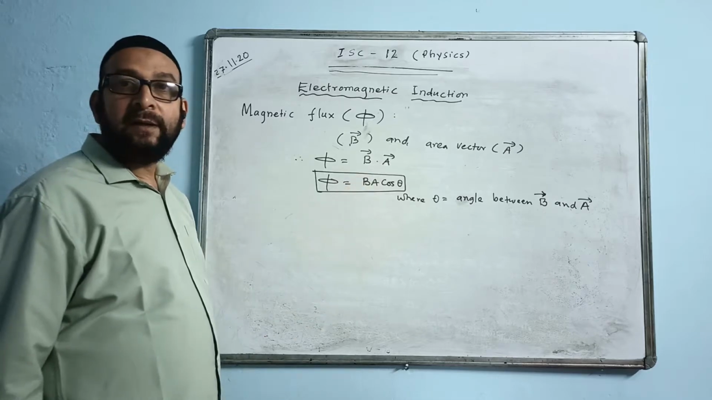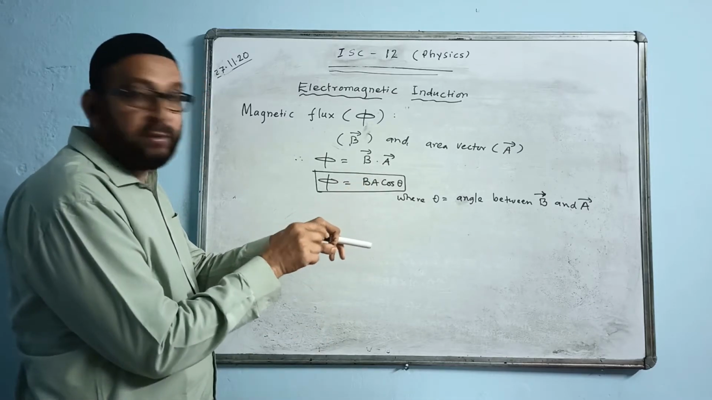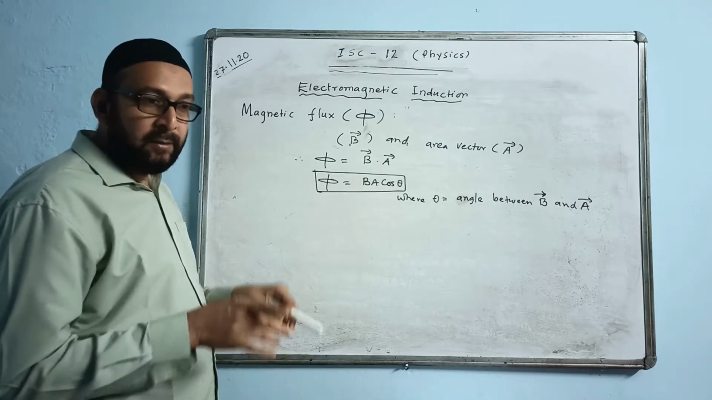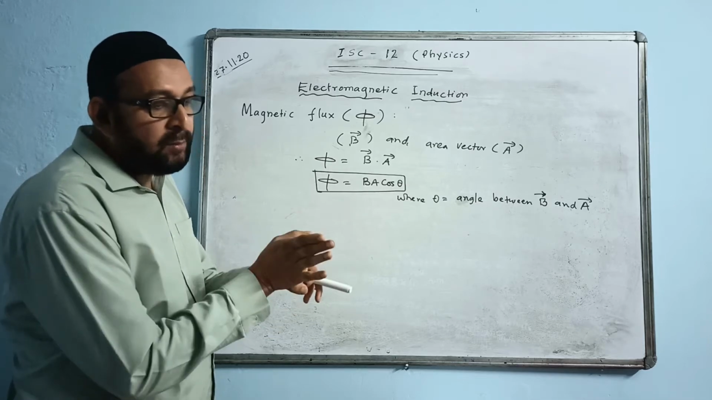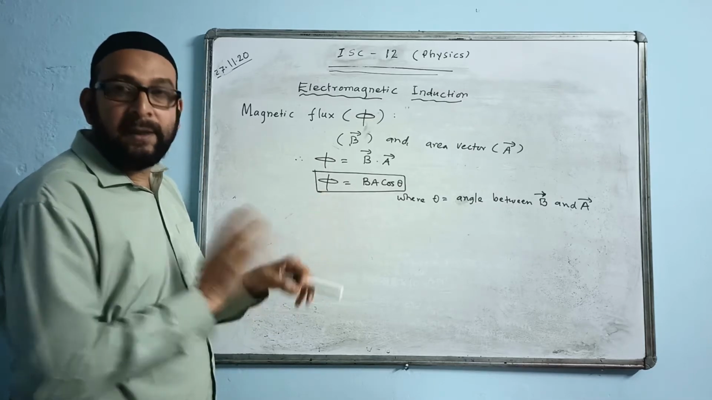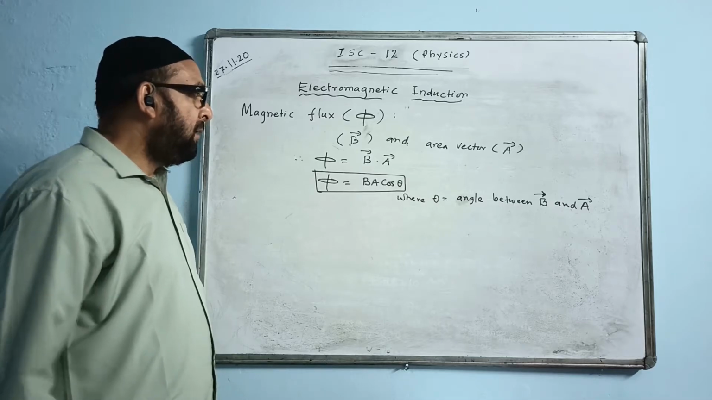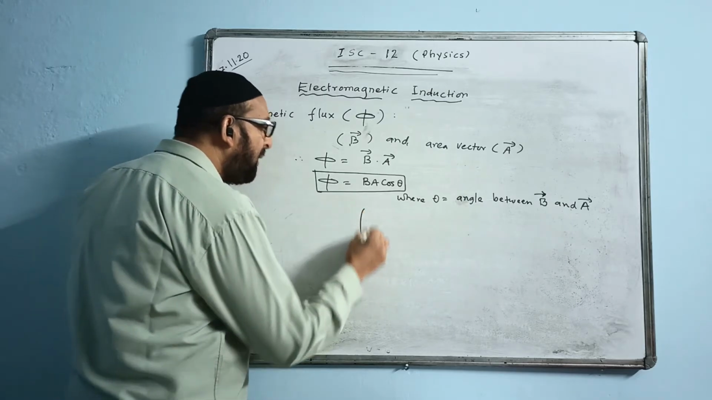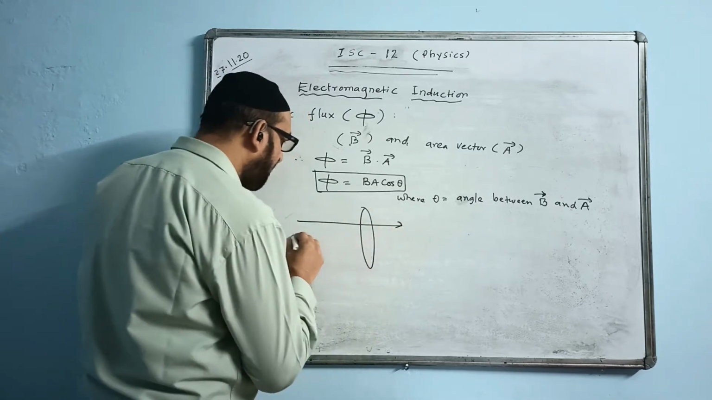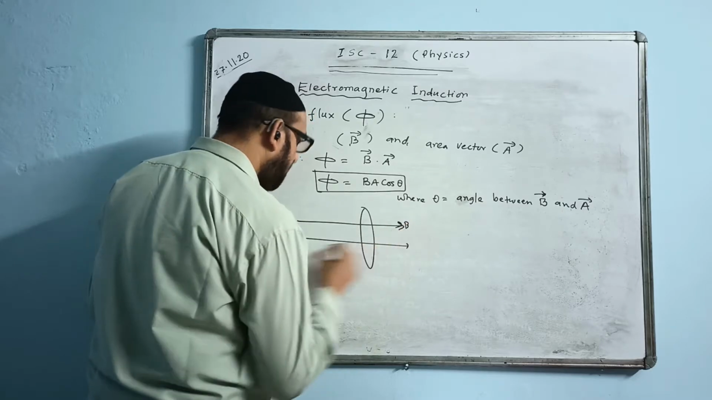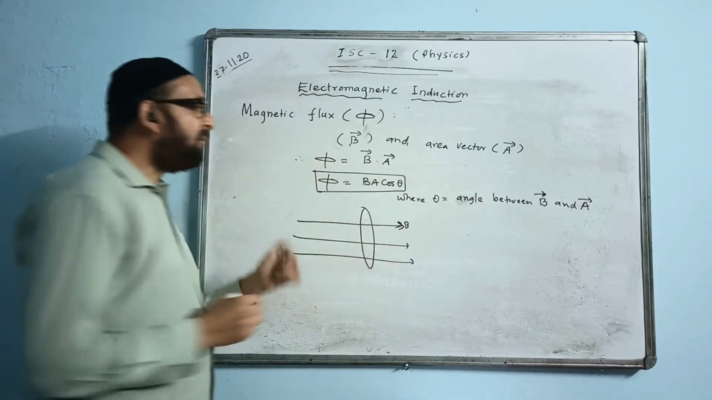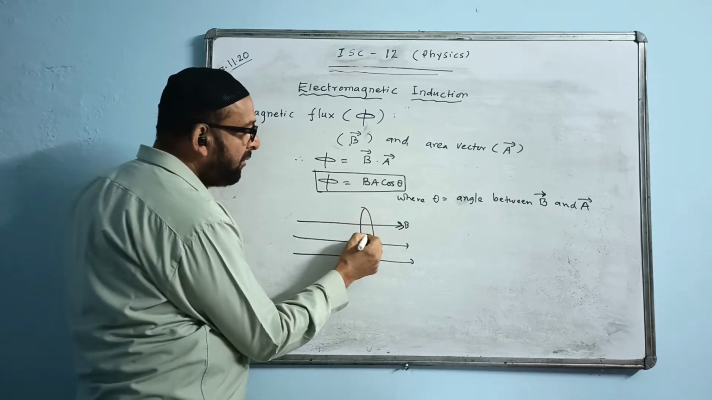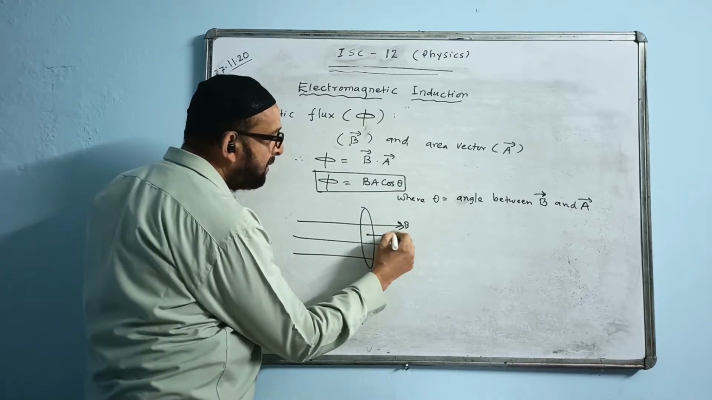And how to find area vector? Area vector, we will draw the perpendicular to the surface, normal to the surface, and the angle between the normal vector, that is the area vector, and the magnetic field we will take. For example, suppose we are having a coil like this, and the magnetic field line is going this way. This is the value of B. How much is the value of theta here? How to find theta value? So on the surface, we will be drawing a normal perpendicular like this, n cap.